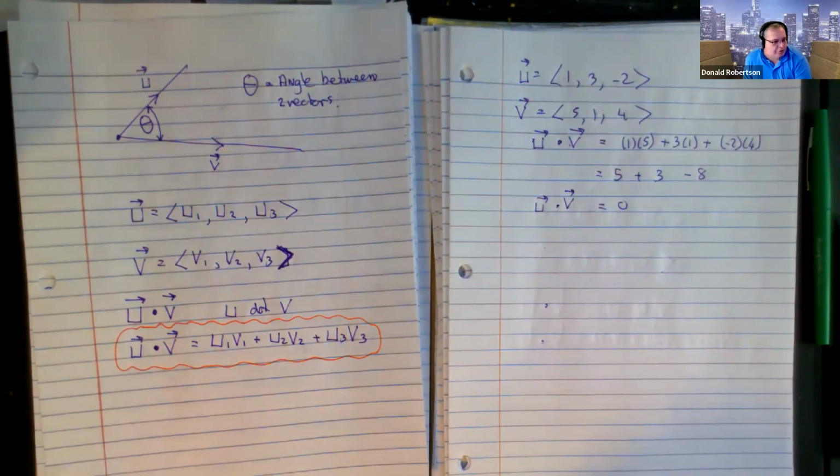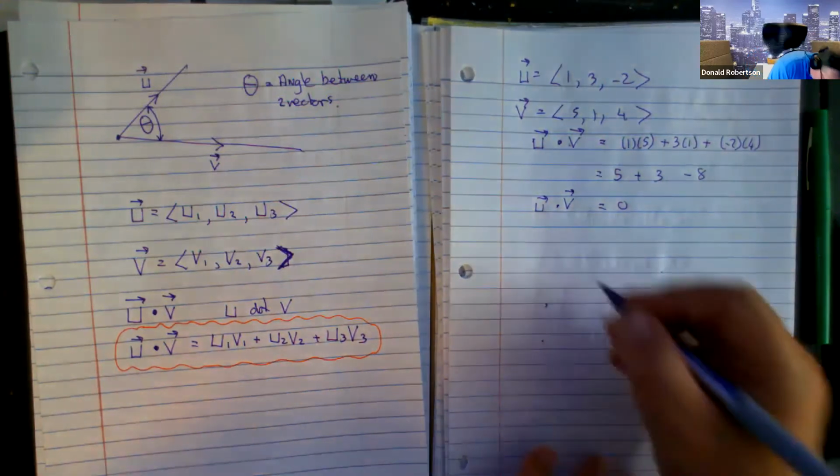So far, so good. Right. So if I give you two vectors and I say find the dot product, this is how you're going to do it. Two more vectors.